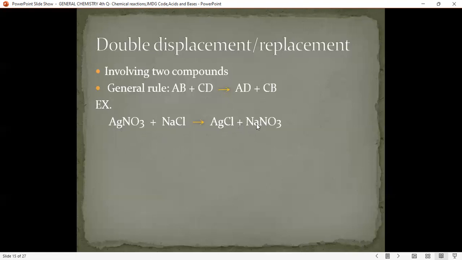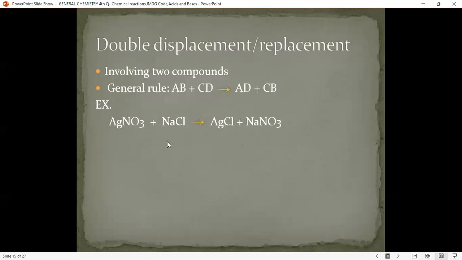Plus, it will also yield another product wherein Na or the cation sodium will be paired up with NO3 or the polyatomic anion in the first compound. So it will become NaNO3. So this will become silver chloride and this will become sodium nitrate. So that is all about double displacement or replacement.